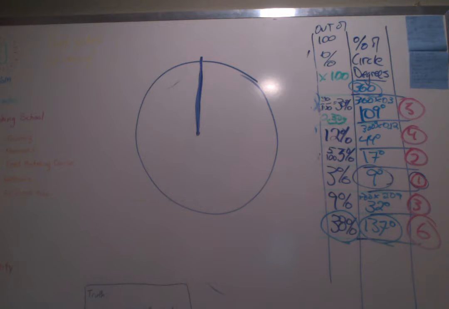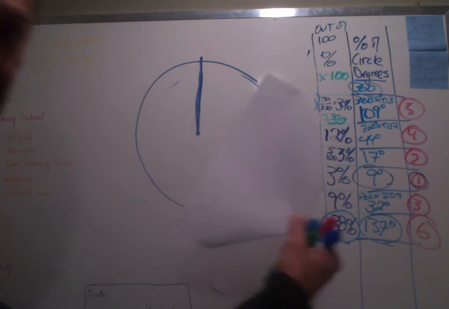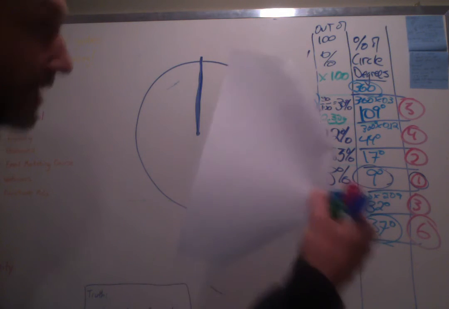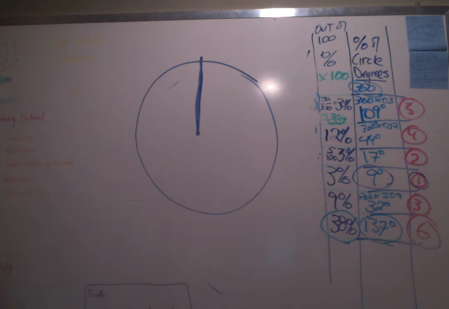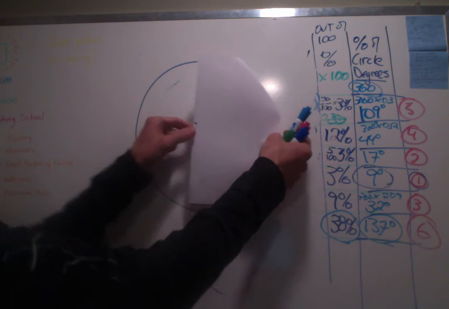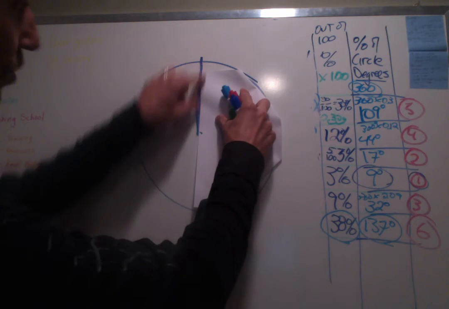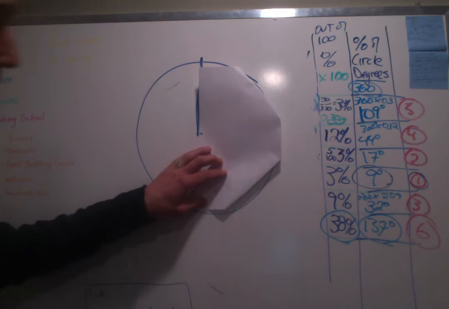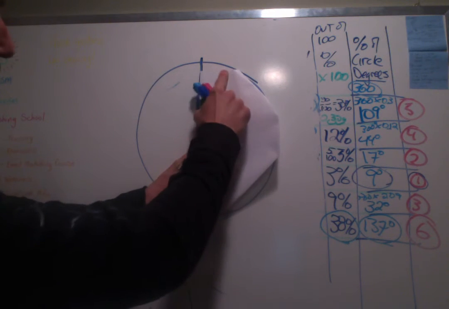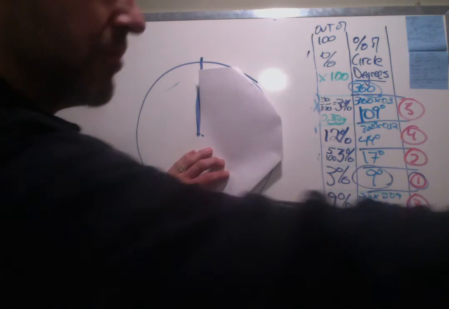There we go. Okay, this piece of paper is going to be my giant compass. So remember, whenever we're using a protractor, you want to line the center dot up with the center. Run the line along the side, and then you go to where it says the degrees you need.